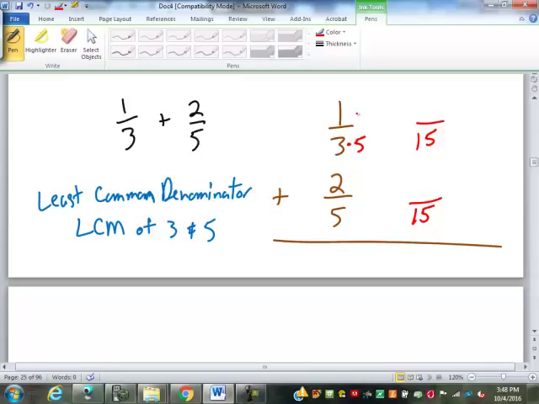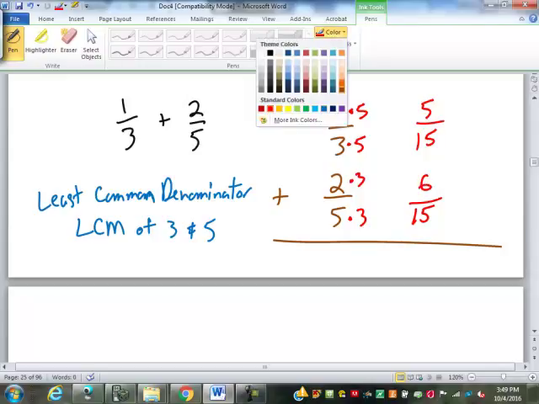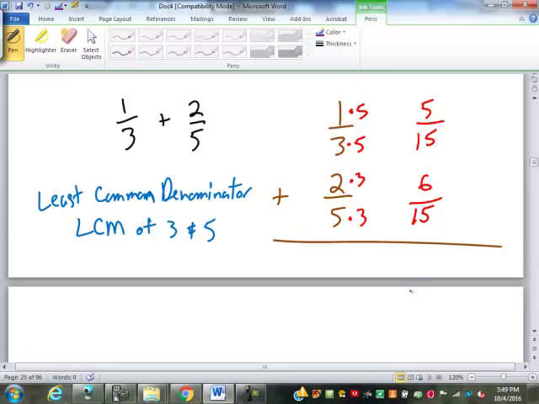3 times 5. Good. So what do I have to do to the 1? Also times 5. So this is going to be 5/15. What do I multiply the 5 by to turn it into a 15? 3. So what do I have to do to the 2? Times 3. 2 times 3 is 6. And when I add, 5 plus 6 makes 11 over, does that become 30?